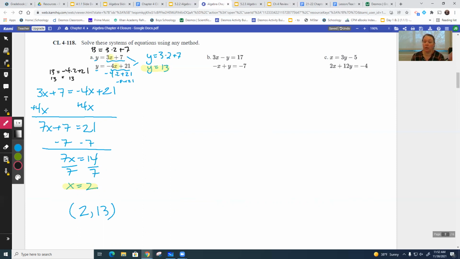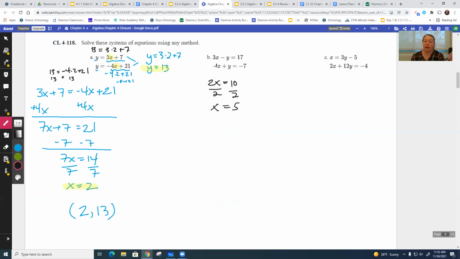And I'm noticing here that the y's are opposite, so I can just go ahead and add. So this is 3x, and then I'm going to think of this as plus a -1x. So that's 2x. The y is equal 0. And then 17 plus -7 is 10. Then I can divide by 2 and get x is 5.